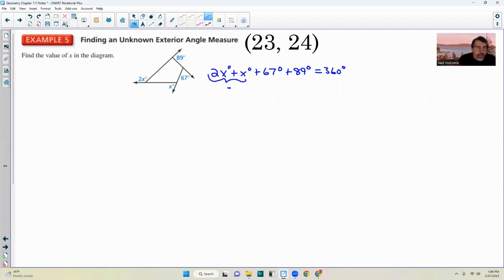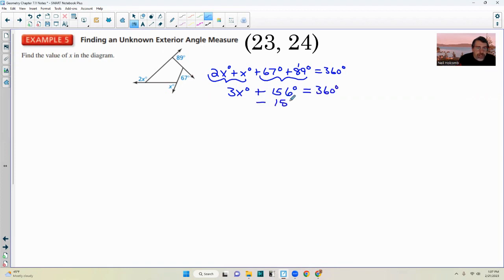2x plus x is 3x degrees. And combining these two, 9 and 7 is 16. Carry the 1. 8 plus 6 is 14, plus 1 is 15. So I have 3x plus 156 equals 360.